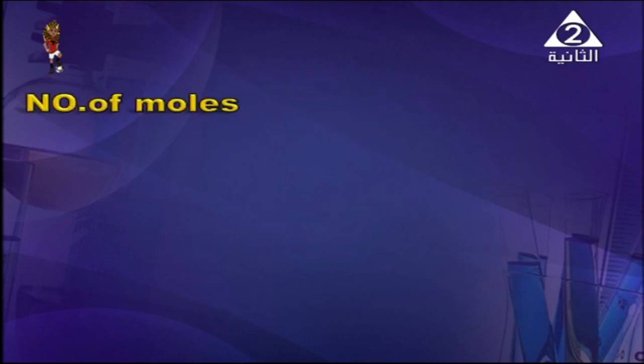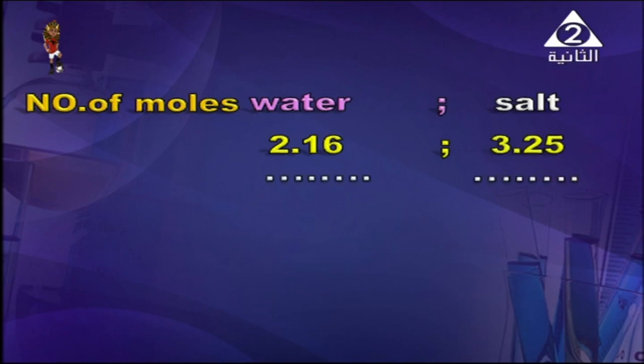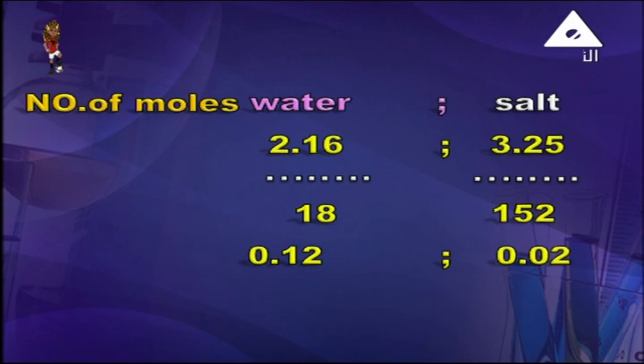Divide to get the number of moles. Divide your paper into sections, one for the water, one for the salt. Add the mass of the water, 2.16. For the salt, we know it, 3.25. What do you do now? Calculate. The molar mass of the water is 18. The molar mass of the salt is 152. Make a division between them. The result for this is 0.12, the other 0.02.